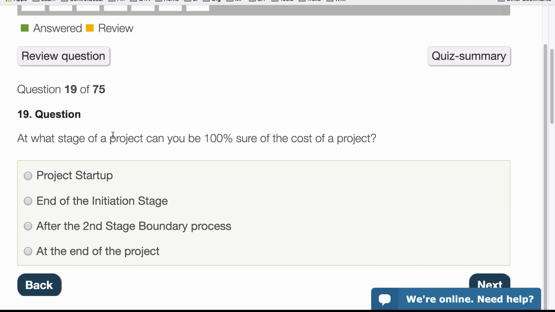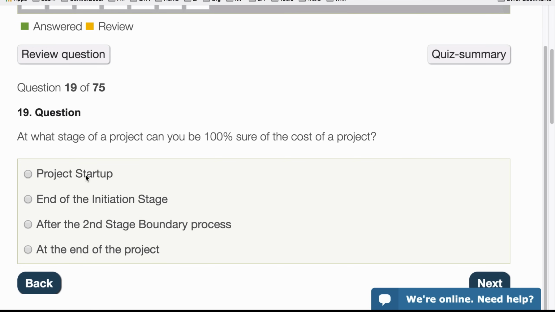Question 19. At what stage of a project can you be 100% sure of the costs of a project? Now that's a good, clever question. So is it on the project startup? No way. Is it at the end of the initiation stage? Well, we have a better idea, but still not good. After the second stage boundary process, maybe if the project ends there.